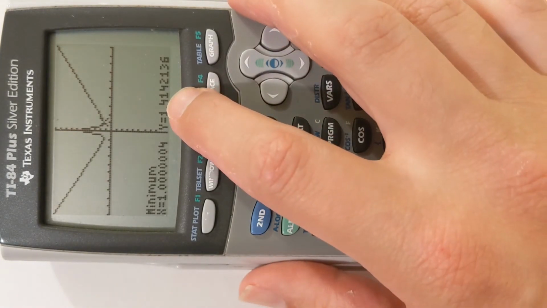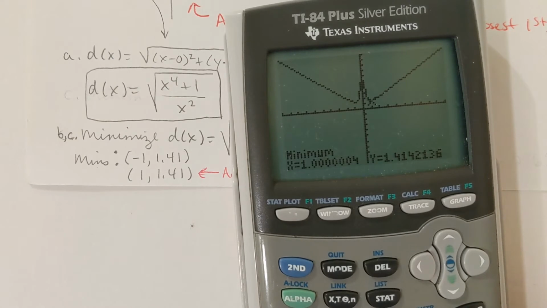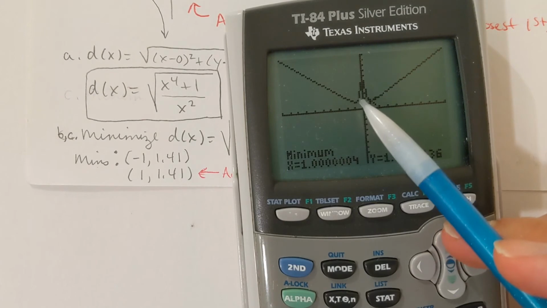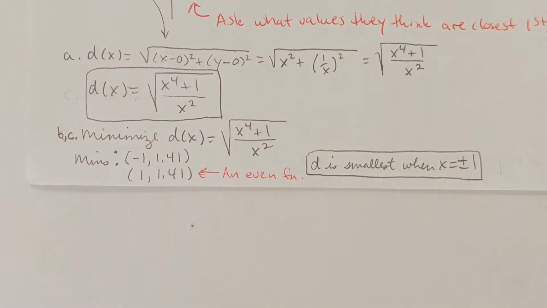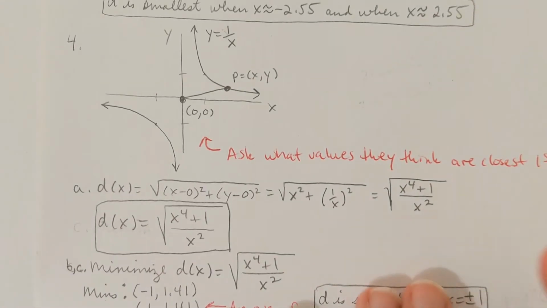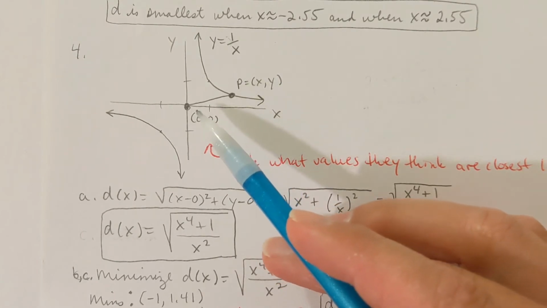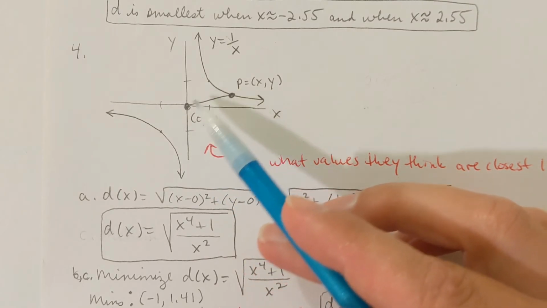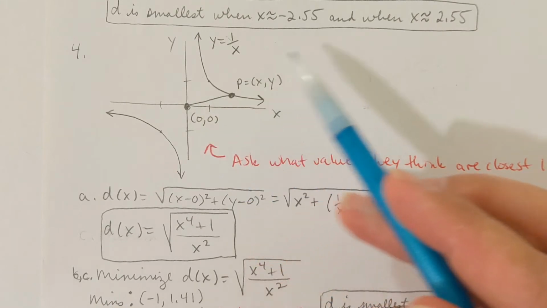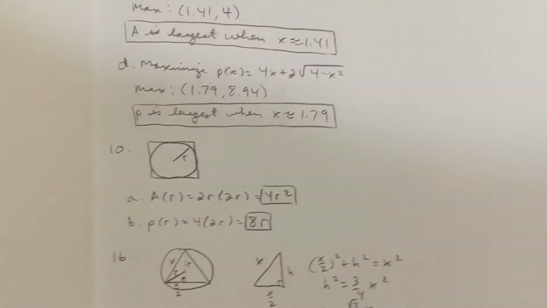So y is 1.41, x is 1. Okay, and another distance here would be negative 1, 1.41. And 1.41 is root 2. Yeah, it makes sense that x is going to be 1 and negative 1. We had guessed that. Root 2 and negative root 2 was at these points.